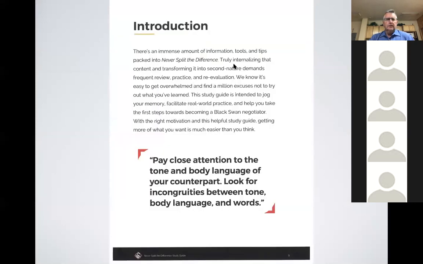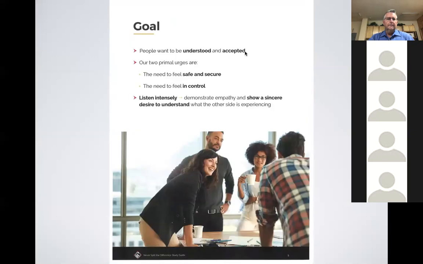In the introduction, he talks about all the information and tools, and it really is about psychology. It's about getting in the other person's mind. In the first chapter, the goal was, and we know this about people, that people want to be understood and they want to be accepted. They want to be heard.